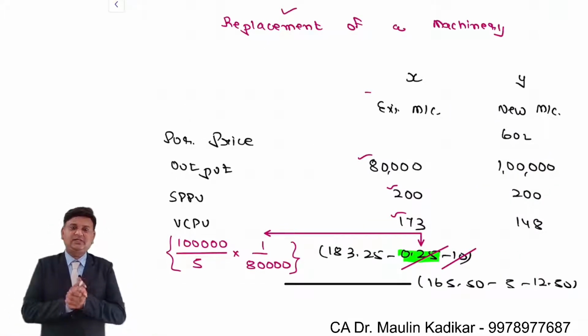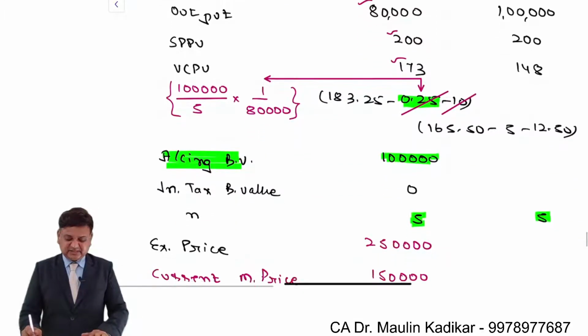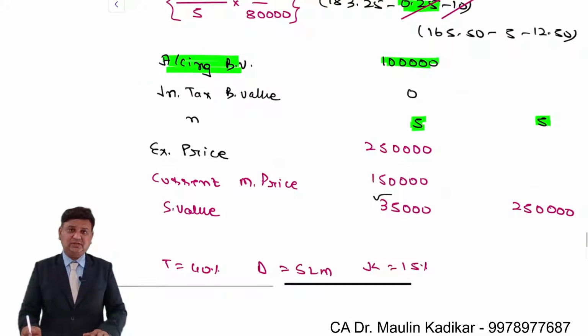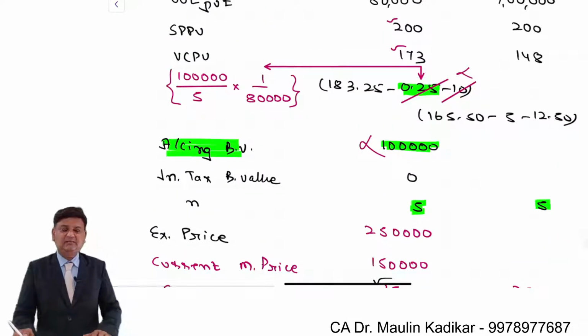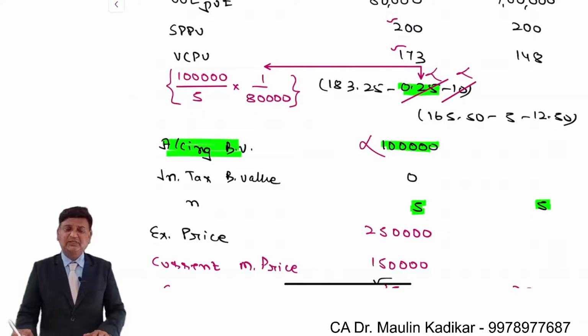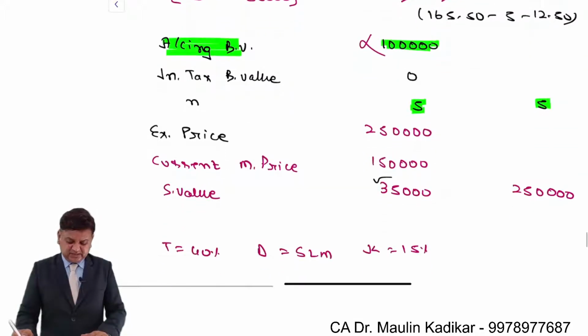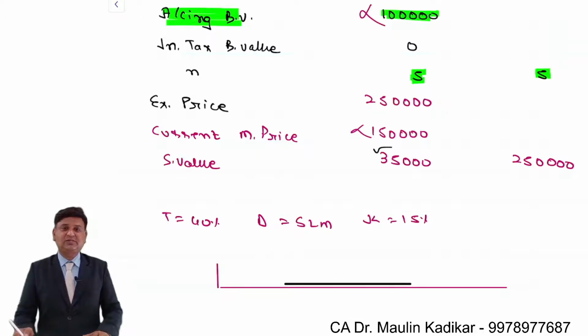So friends, this is a question about the replacement of the machinery. This is the basic information provided to us. Certain irrelevant information is given to us, like accounting book value information. Then information is provided regarding allocation of overhead. Depreciation is provided to us needlessly. Then the current market value is given to us, that is of no use to us.